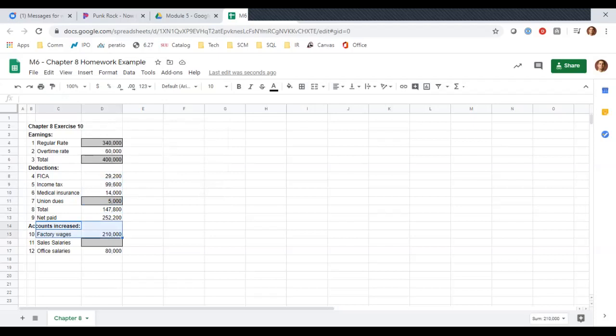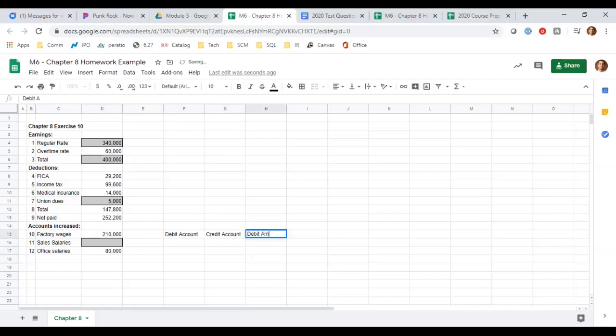Accounts increase. Okay, so let's think about this. We have 3 different types of wages, and we know that our total wages are going to be here. So let's say that we haven't paid our wages yet. We have a debit account, credit account, debit amount, credit amount. Okay, so we haven't paid our wages.